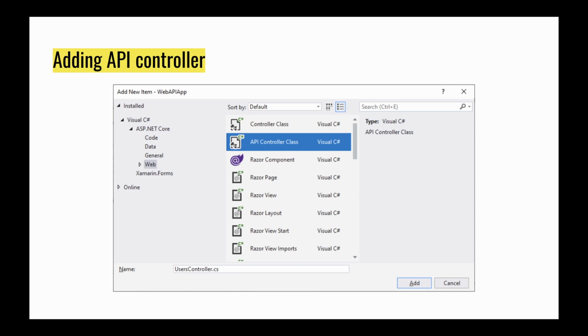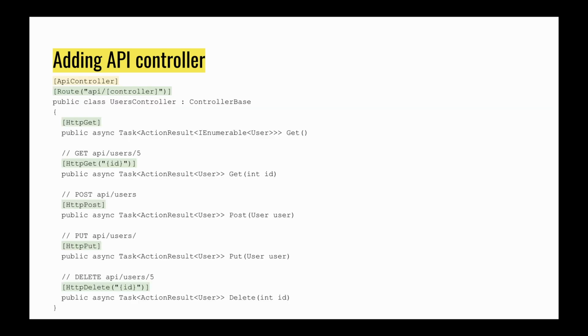Next, add a new Controllers folder to the project, and create a new API controller in it. To do this, when adding a new element to the project, you can use the API controller class template. Let's create the new element, UsersController.